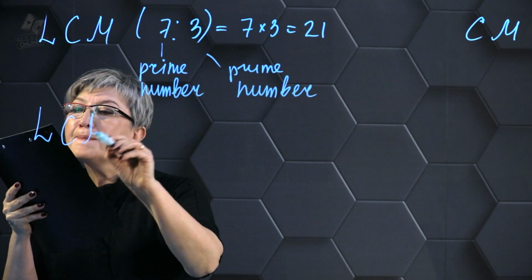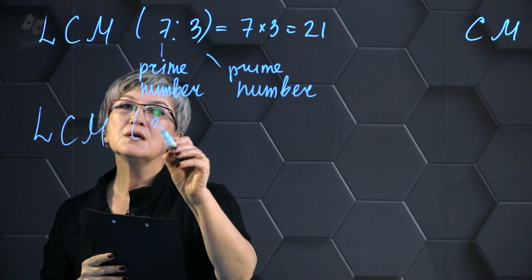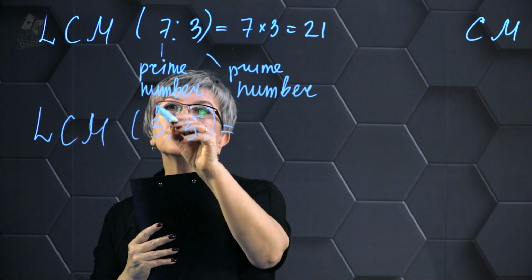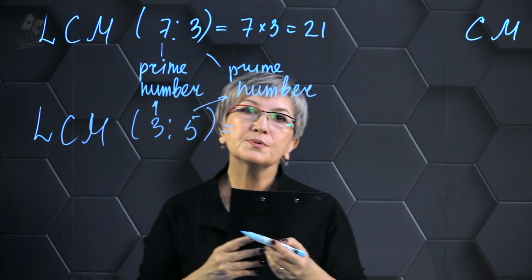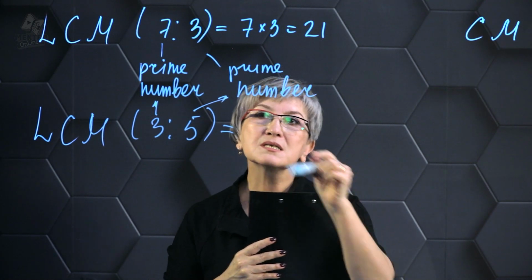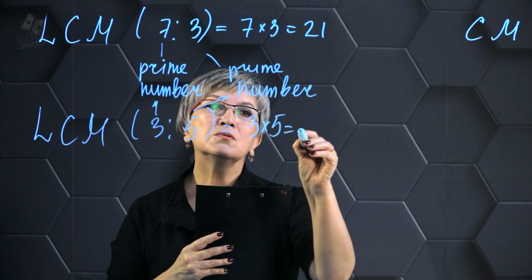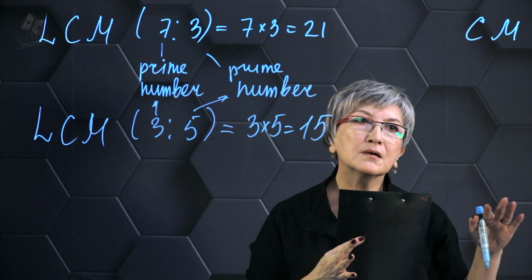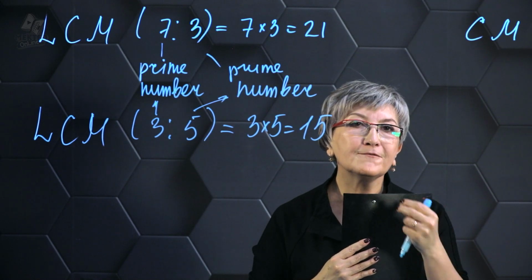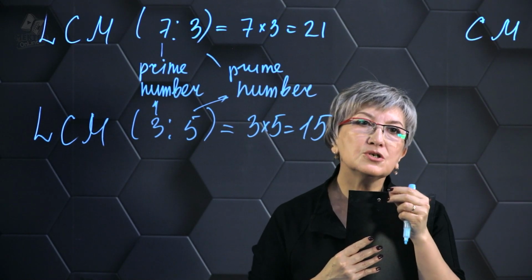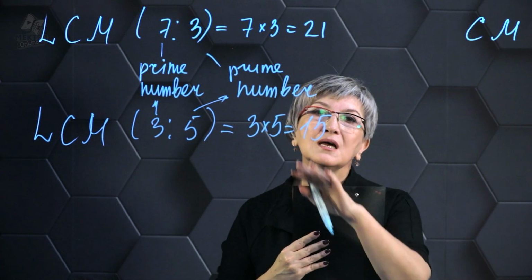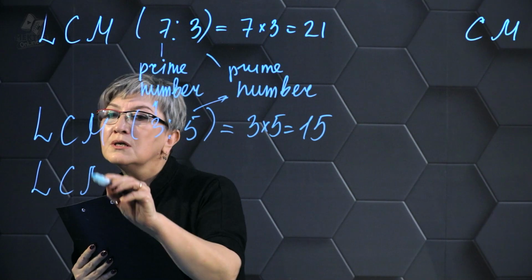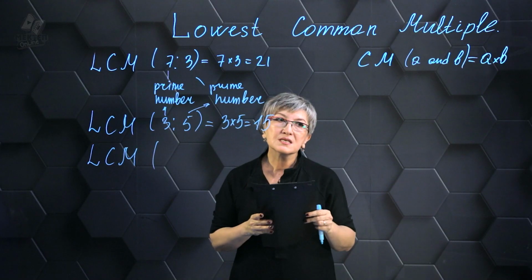Let us consider another example. For instance, let us take 3 and 5. I know that 3 is a prime number and 5 is also a prime number. Because it is simple, I can multiply them together and obtain 15. That is it. There is no need for enumeration of multiples and so on. So if you can immediately see that these are prime numbers, then the least common multiple will definitely be the product of these numbers.